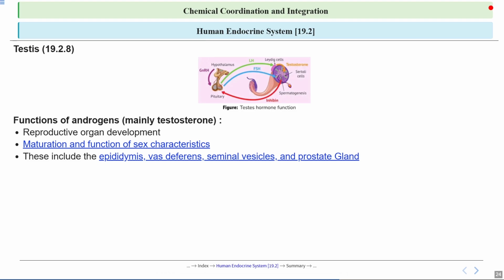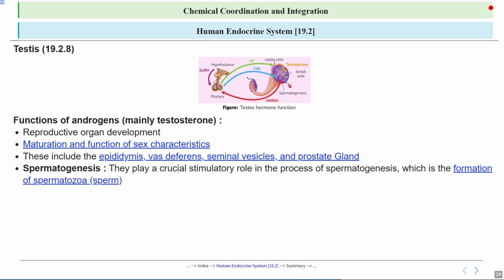They work together to produce, store and transport sperm. The epididymis is a coiled tube where the sperm mature and are stored. The vas deferens is a long tube, or tubule, that carries sperm from the epididymis to the urethra. The seminal vesicles and prostate gland produce fluid that mixes with the sperm to form semen, which nourishes and protects the sperm during ejaculation.